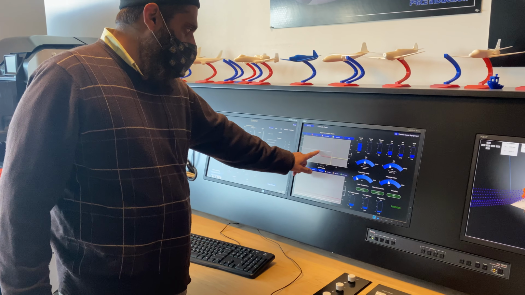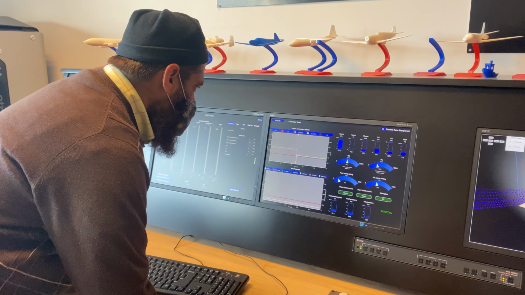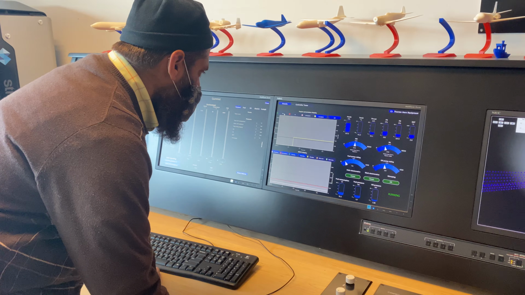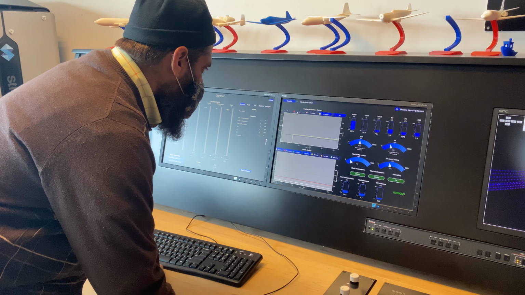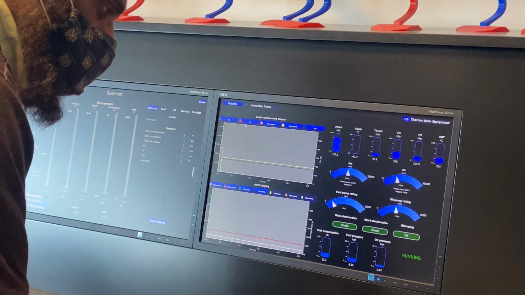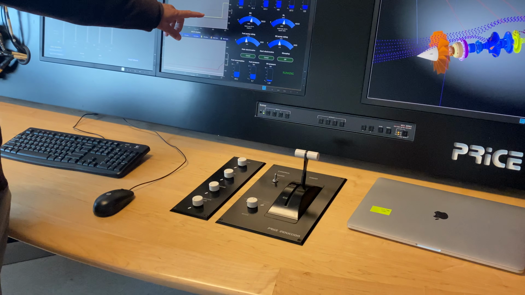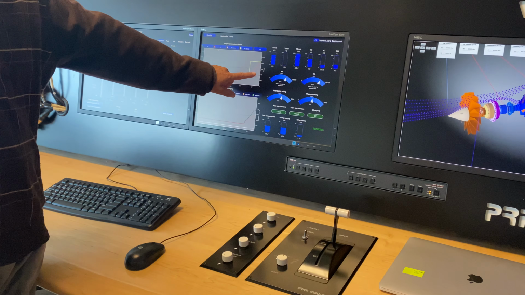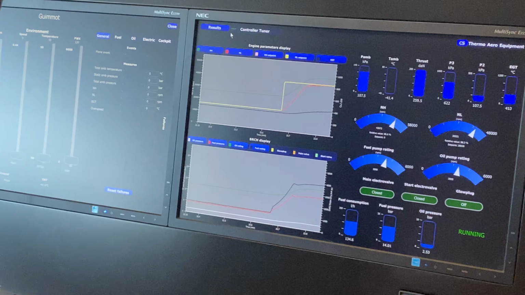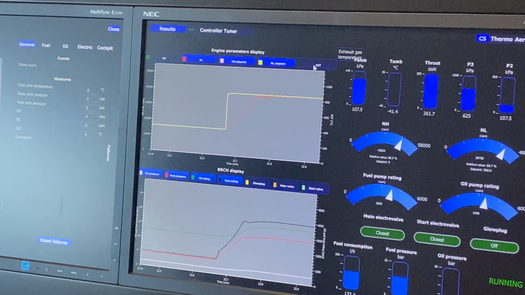Over here, I'm interested in the speed of the turbines, for example the low pressure or high pressure turbine. So let's see NL and NH. If you take a look here, I just gave a big throttle. The red color is the low pressure turbine speed, and the green color is the high pressure. Don't worry about the EGT, the exhaust gas temperature.